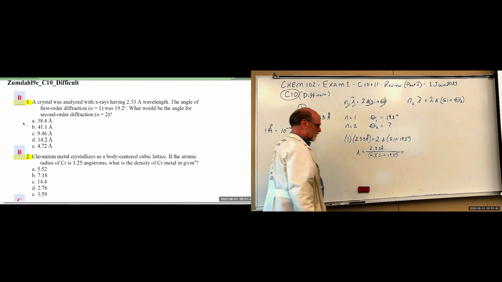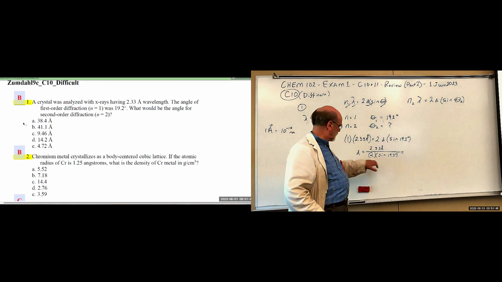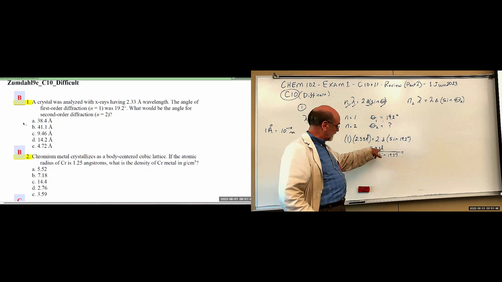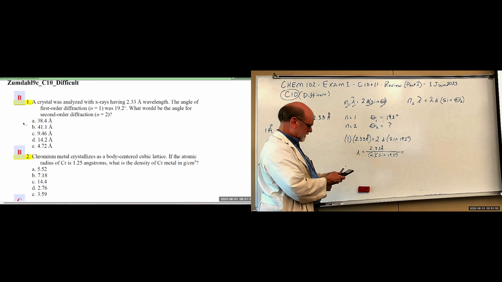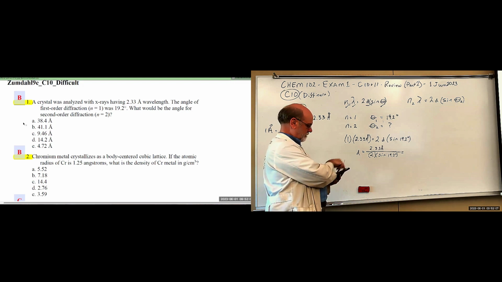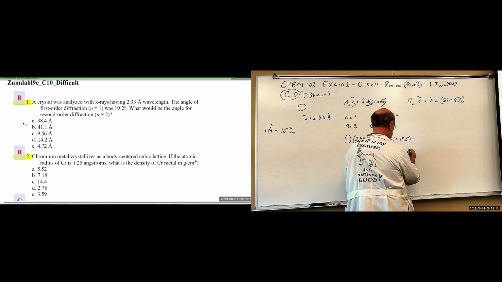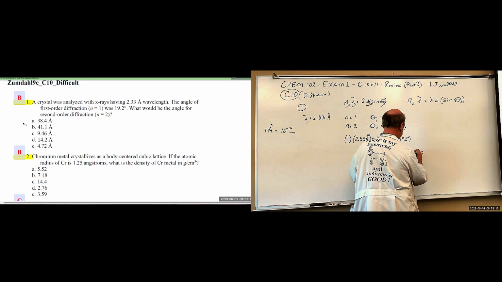And what are the units of D going to be? Well, degrees are dimensionless, right? And that has no dimensions. So D is going to be in angstroms. So let's see, 2.33 divided by 2 and 19.2, and take the sine of it. See if I find my sine key. Here it is. Divide that in. So the distance between the crystal layers is 3.542 angstroms.